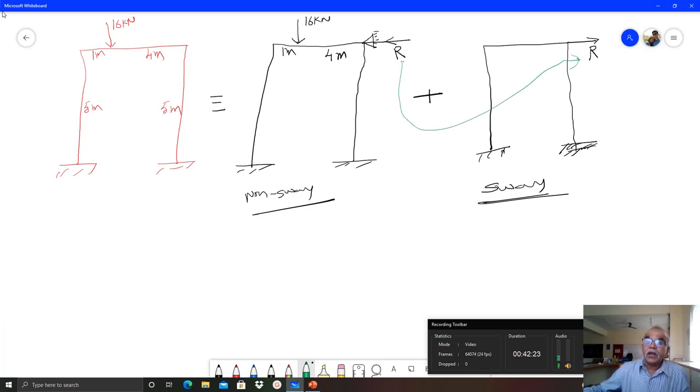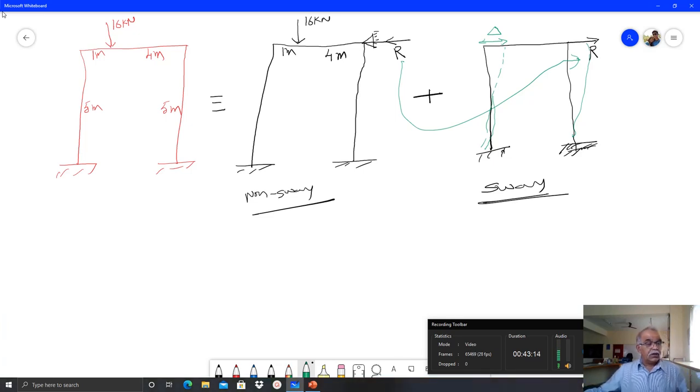We will make use here, and again assuming all the ends are fixed, we will calculate the fixed end moments due to loading, and because of this force, there may be deviation in the delta. Therefore, only for AB and BC, there will be end moments, fixed end moments because of delta, that is 6 EI by delta.